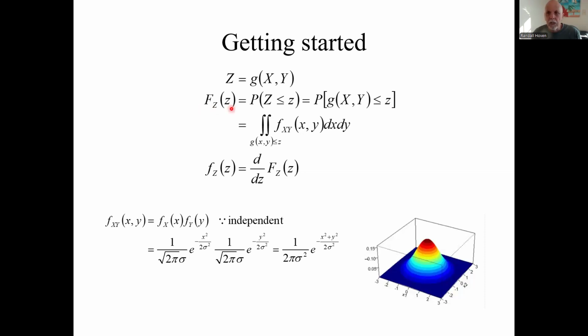And then once you have the CDF, the cumulative distribution function, the PDF, or the probability density function, is just the derivative of the CDF. Okay, so where do we get this joint PDF? Because we started out with two individual PDFs on X and Y. But we said they're independent, so the joint PDF is just the product of the individual PDFs. Here's the PDF of X, here's the PDF of Y, multiply them together, rid of the square root, that becomes a sigma squared, and the exponents add. So this is our joint PDF.